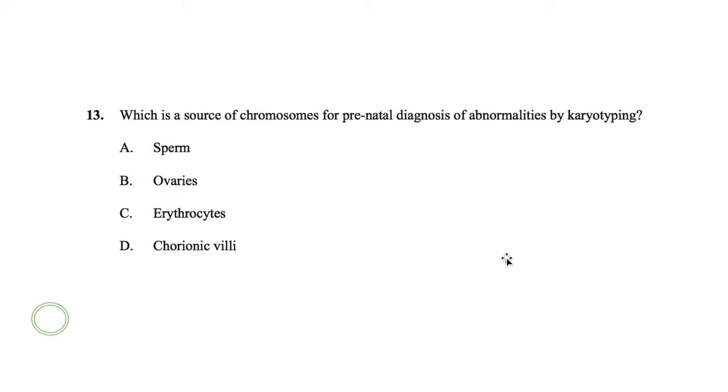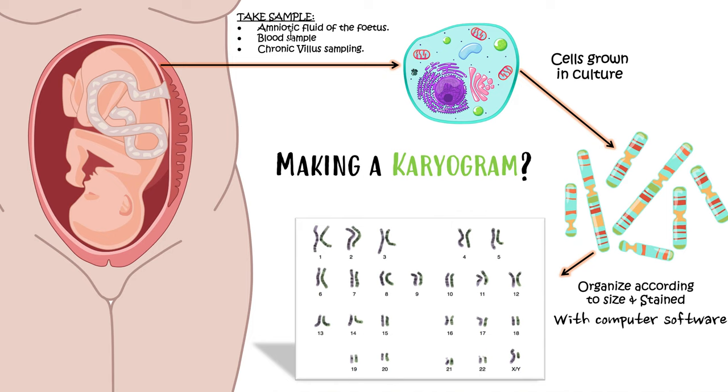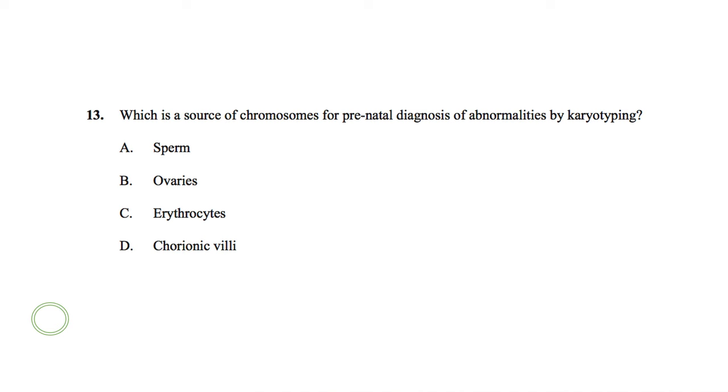Which is a source of chromosomes for prenatal diagnosis of abnormalities by karyotyping? Remember, where do we get our DNA from when we make a karyogram? Let's go up to our karyogram. When we make our karyogram, where do we get the sample from? From one of these three things: chorionic villus sampling, blood sample, or amniotic fluid. So if we look at this question, where do we get it from? Sperm? Nope. Ovaries? Nope. Erythrocytes? Nope. Chorionic villi? Yes. That's one example of where we can get it from.